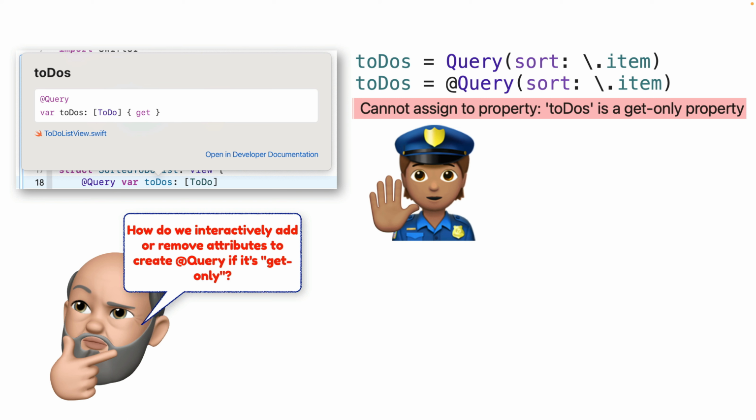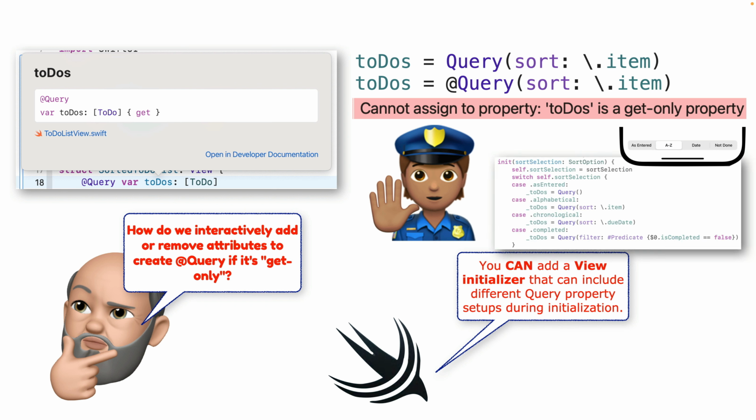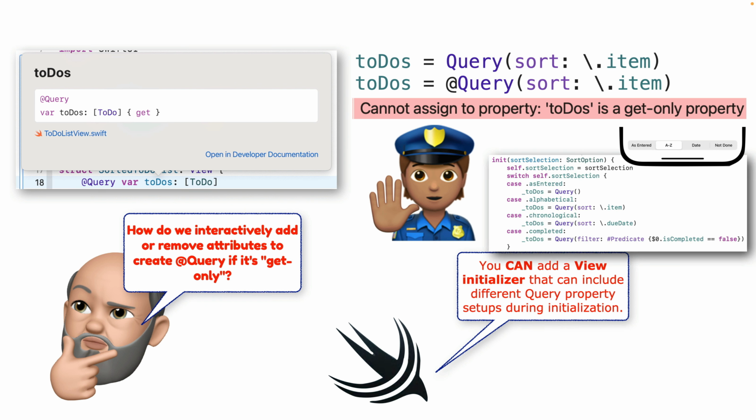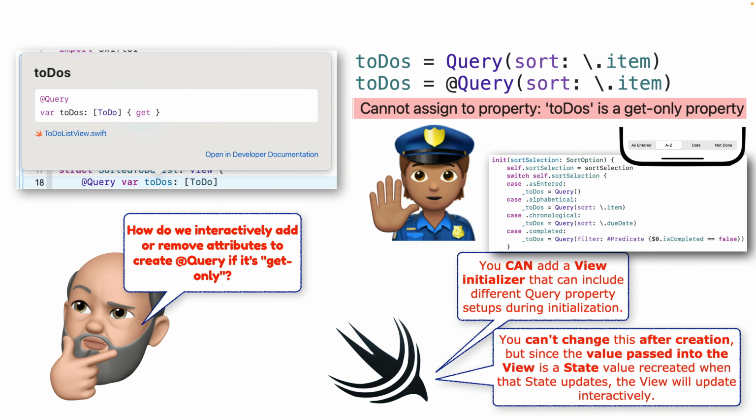Or put another way, how can I query data based on the picker selection that I send to the view? Well, one thing that we can do is add an initializer to the view, and this can include a different query initialization based on the sort order that we pass into the view. Now, we won't be able to update the query options after they're created, but since sort order is a state value, whenever we tap on a new value in the picker view, the old sorted ToDo list is destroyed and the new one is recreated, reinitializing the view based on the sort order that we pass in.